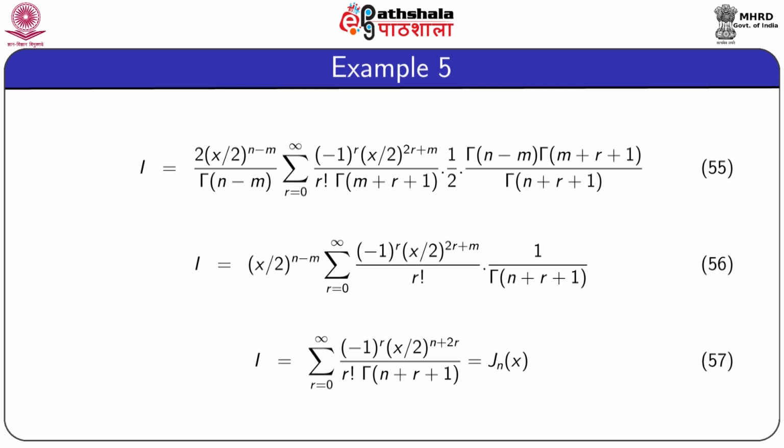Please note we simplify this (x by 2) to the power 2r plus m and this (x by 2) to the power n minus m to get (x by 2) to the power n plus 2r, and which is by definition J_n(x), and hence this is our required result.